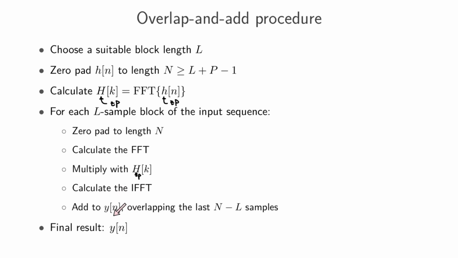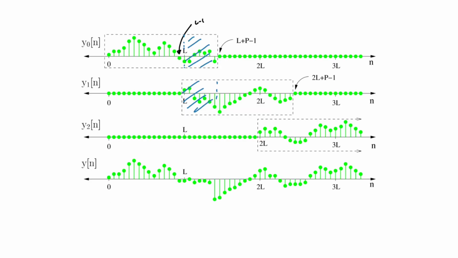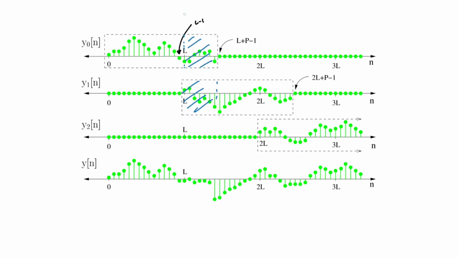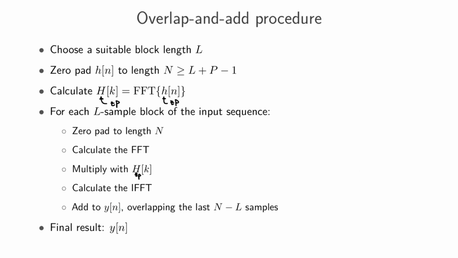So I get my final output, and I just make sure that I overlap the last N minus L samples. Just remember that this is L plus P minus 1, and that is actually also how long your zero padding is. So it's the same here. You take those samples, and those are the last N minus L samples. That's what you add up to get your final output in that step.